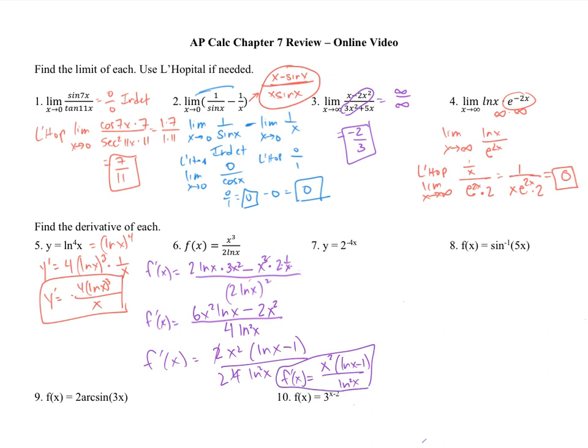All right, for number 7, again, this is a rule that we need to know. The derivative of a to the x ends up being a to the x times ln a. So this derivative will end up being 2 to the negative 4x times ln 2. Now I have to apply the chain rule and take the derivative of that guy. So that ends up being times negative 4. Okay, so now let's just clean it up a bit and we'll say negative 4 ln 2 times 2 to the negative 4x. I'm just going to go ahead and rewrite it like that.